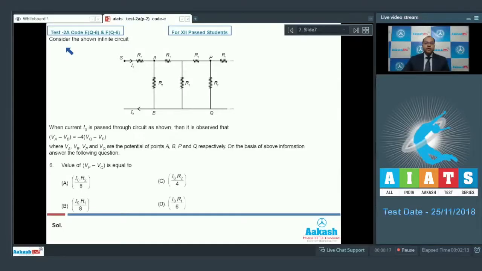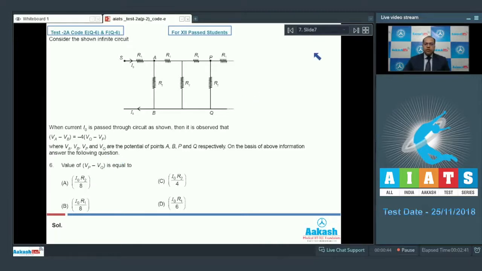So in the first paragraph containing question number 6, 7 and 8, it is given that consider the shown infinite circuit. When current I0 passes through a circuit as shown, then it is observed that potential difference between A and B is 4 times the potential difference between P and Q, where A, B, P, Q are the potentials of point A, B, P and Q respectively. On the basis of above information, answer the following questions.